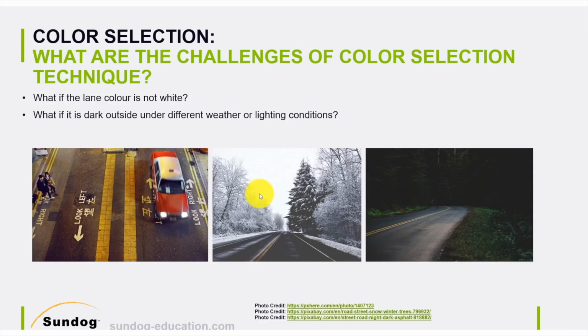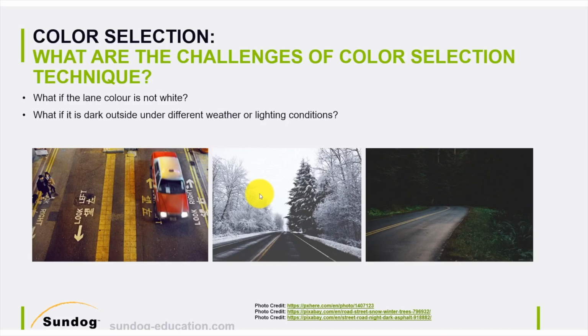All right, so as of now, we know how to do color extraction within our image, and how to specify or extract the lane pixels within our image, as we've done earlier in a grayscale image and in a colored image. Okay, now to the fun part. What are the challenges of this technique?